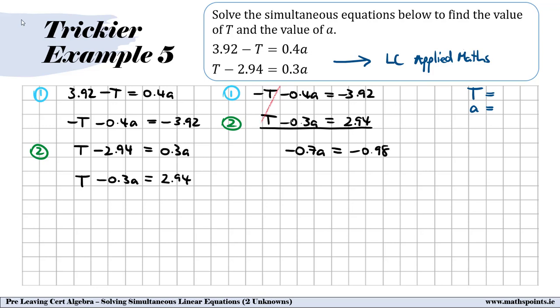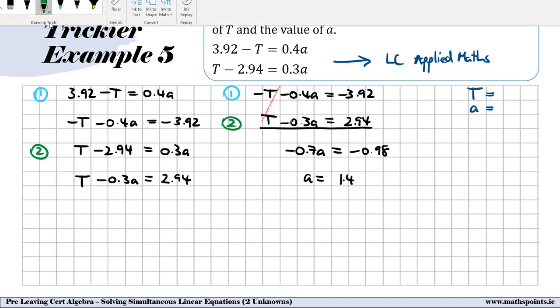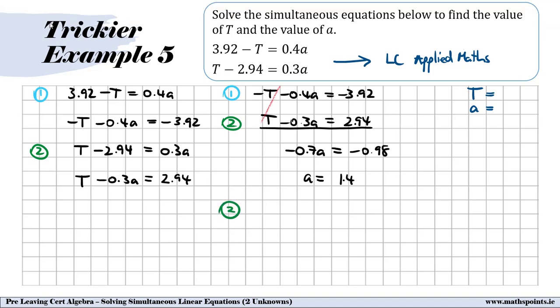If I divide both sides by minus 0.7, I get that a is equal to minus 0.98 divided by minus 0.7, which is 1.4. And so the value of a in this question is 1.4. I'm going to sub this back into equation 2. So I'm going to write down equation 2 again.